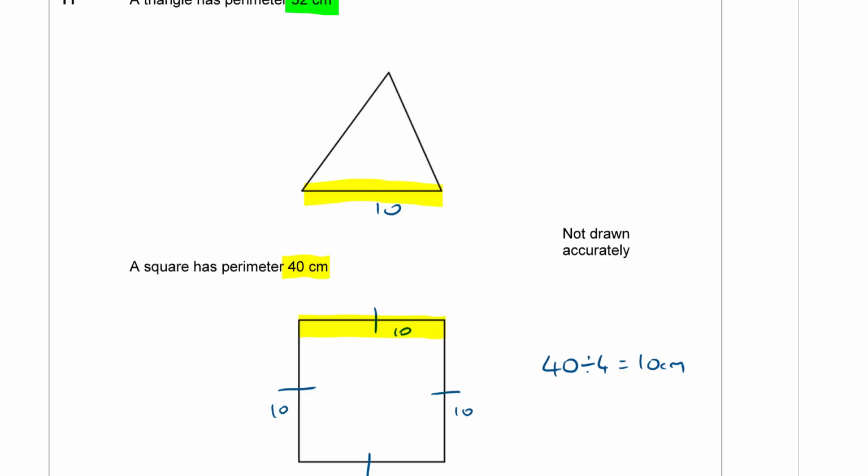So if that base of the triangle is 10, then that tells me that the other two sides of the triangle must be 32 subtract 10. They must add up to 22 between them. So it might be that this one is 12 and this one is 10, or this one is 11 and this one is 11. We don't really know. It doesn't matter. We're just going to use the fact that the total of the two sides is 22.